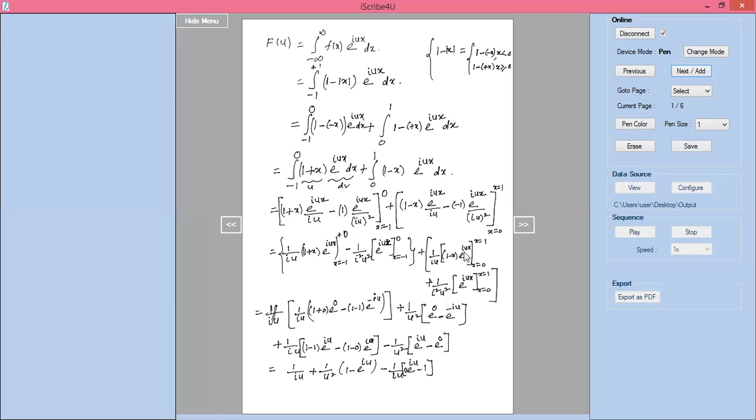Next one should be minus 1 by u square into e power iu minus 1. These are the terms we are getting. Here 0 into e power iu, 1 minus 1 should be 0, so 0 into e power iu is 0 only. Here e power 0 is 1.